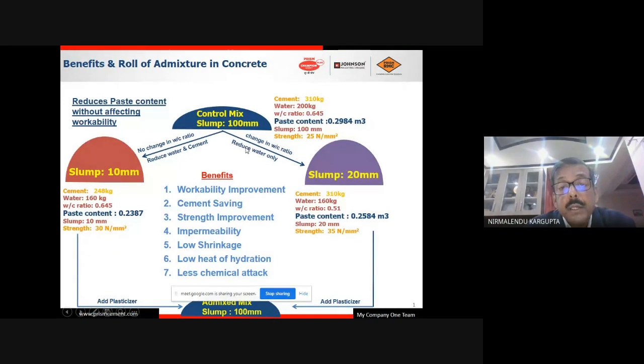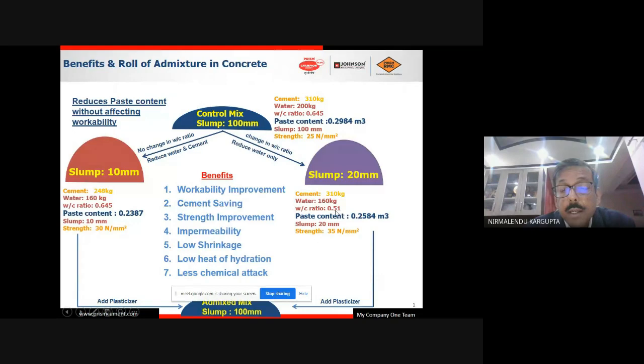The other step is change in water cement ratio. Here what I will do, I will not change the cement content. Cement content will remain the same, 310, what we put in the control mix, that is 300. If I reduce water only, from 200 to 160, the water cement ratio has been changed. Here water cement ratio remains constant, 0.645, and control is 0.645.